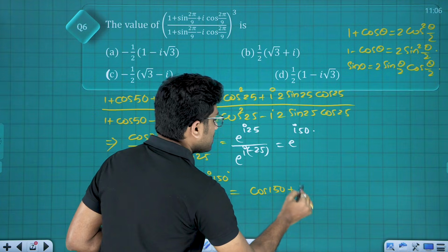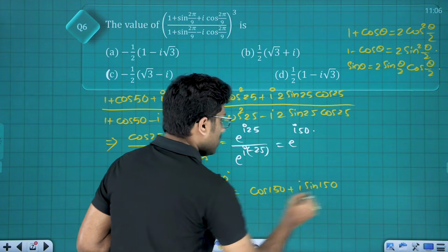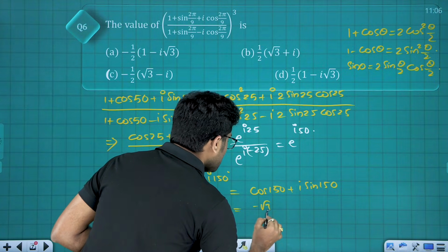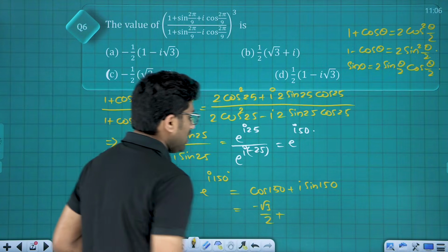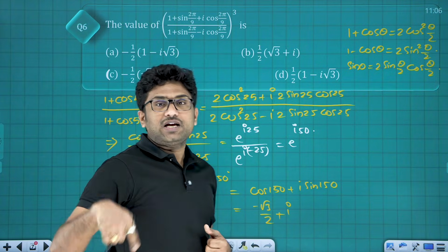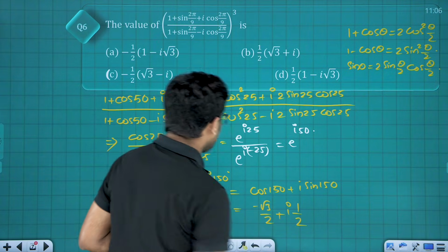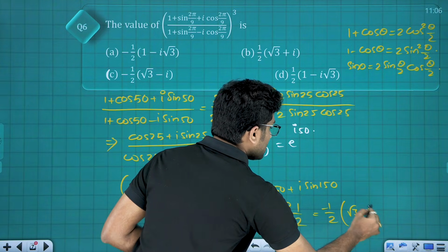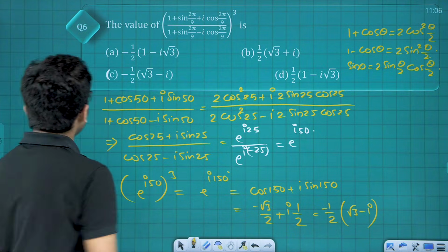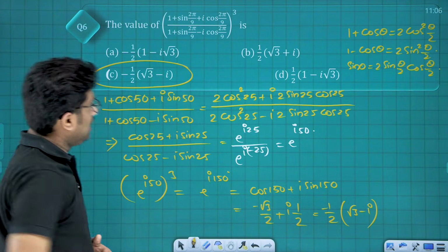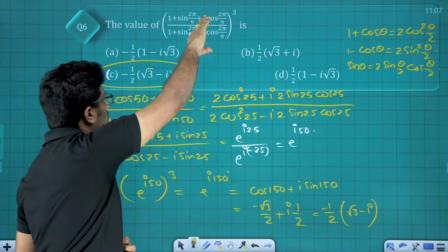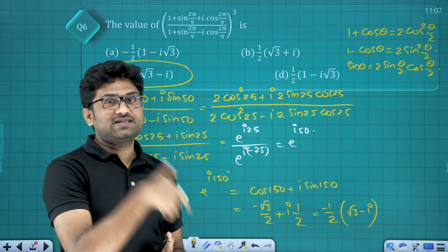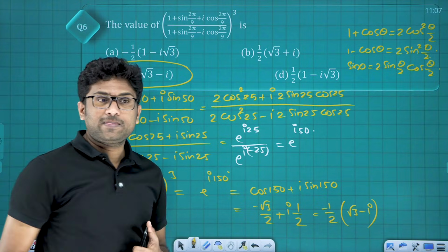This is nothing but cos 150 plus I times sin 150. Cos 150 is cos of 90 plus 60, minus sin 60, minus root 3 by 2, plus I times sin 150, which is sin of 90 plus 60, cos 60, which is 1 by 2. So if we take minus 1 by 2 common, root 3 minus I will be the correct answer, which is option C. Clear, friends? Instead of multiplying and dividing with the conjugate of the denominator, this makes sense. Try to do this, okay? Next question.